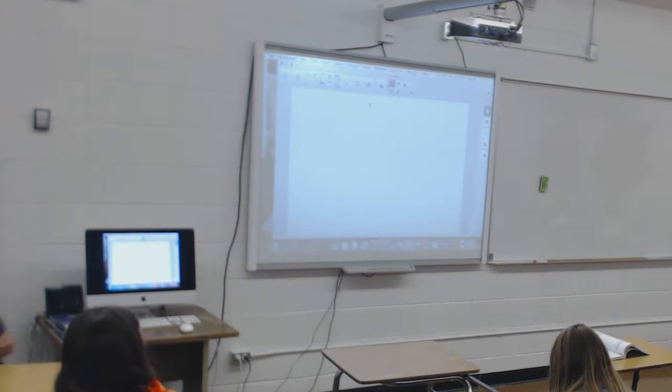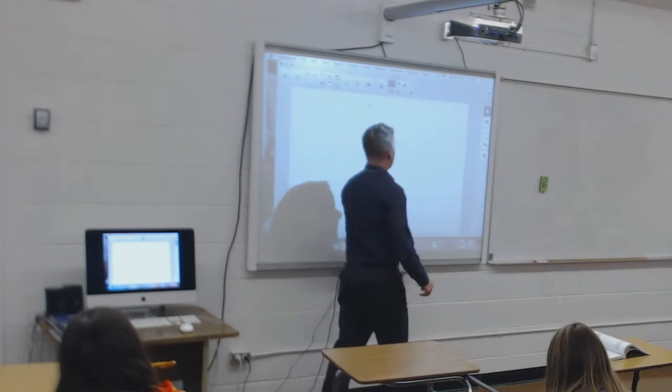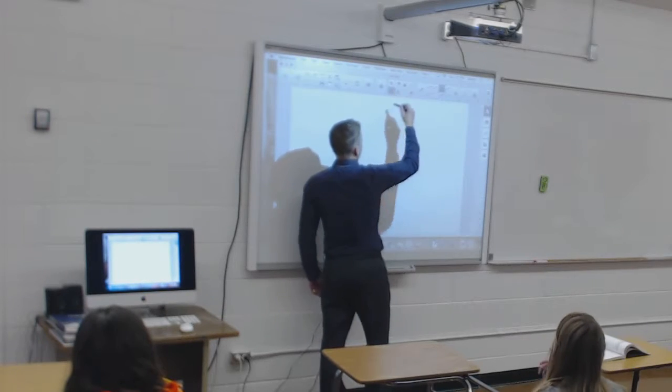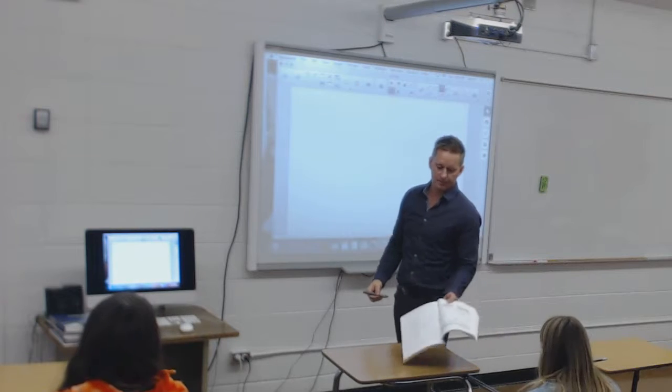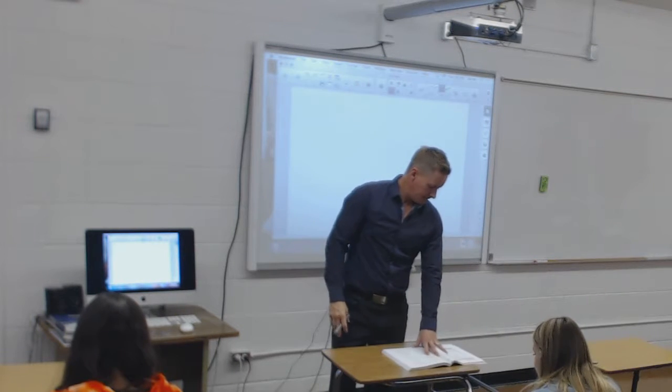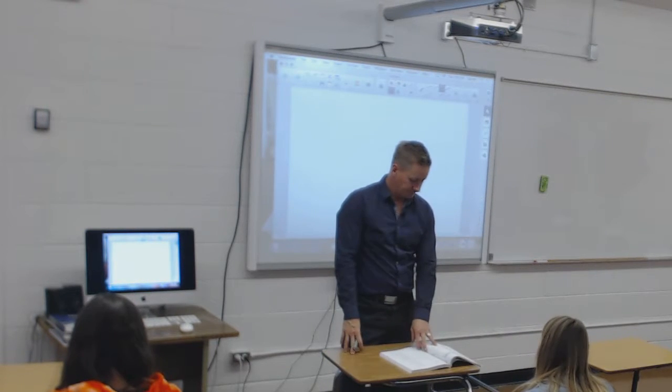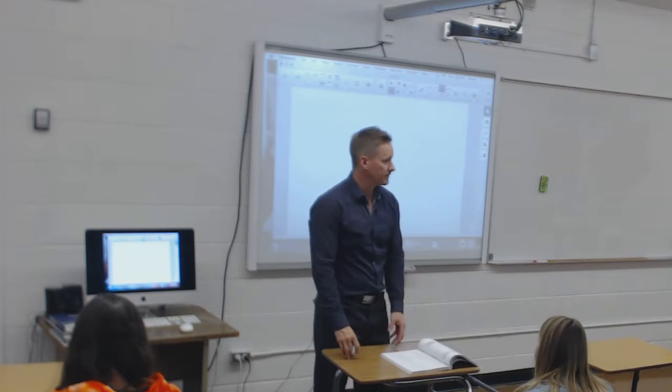Okay, so the reason that there's issues with this is because we use a lot of work with variables. Now, I personally don't care for algebra tiles.